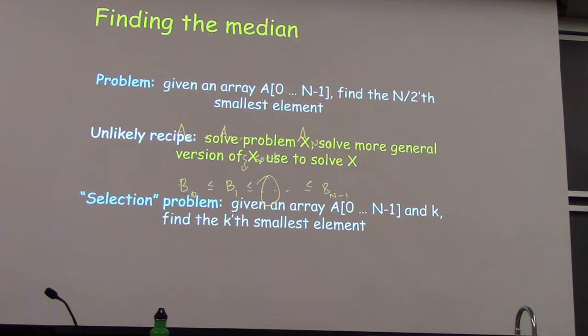So we'll solve this problem where you actually want to find the kth smallest element, and k is a parameter, and then setting k equals n over 2 will give you the median. Sometimes when you're designing algorithms, you might want to come up with an algorithm for a slightly more general problem, because it might help you do divide and conquer and things like this. This is an example that illustrates that.